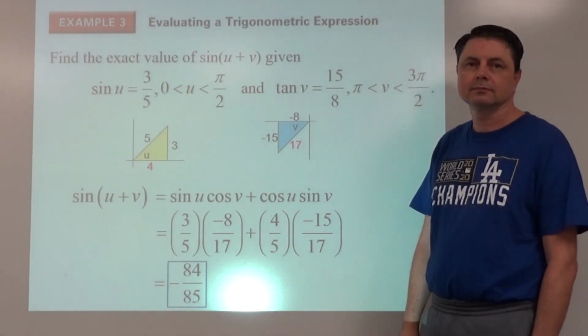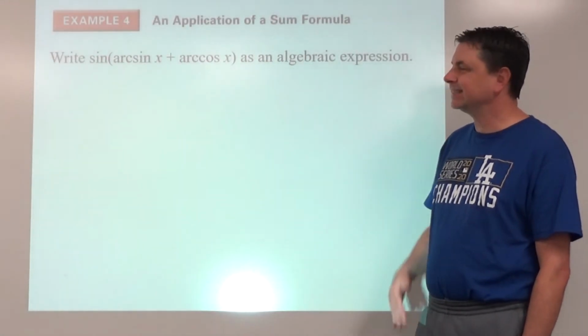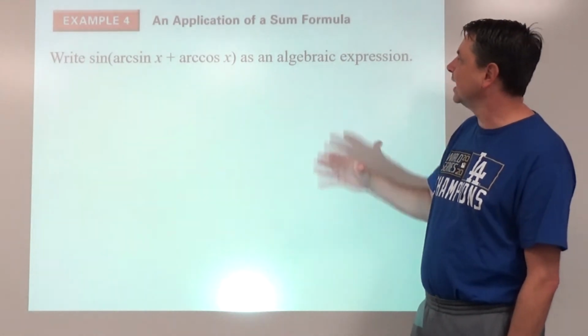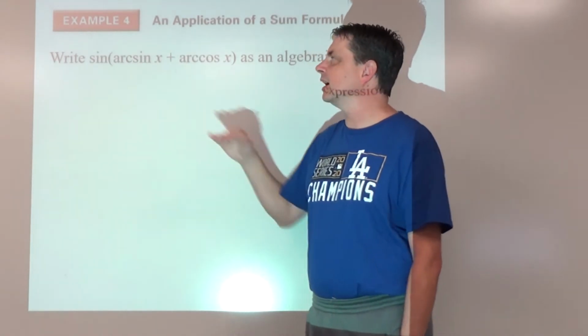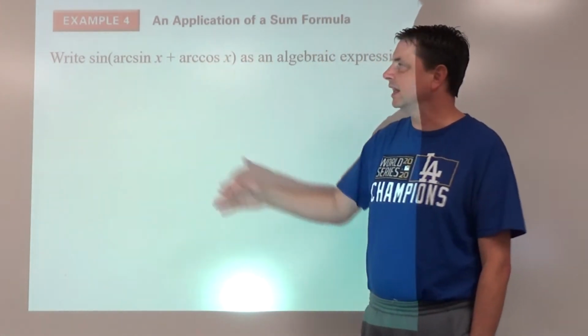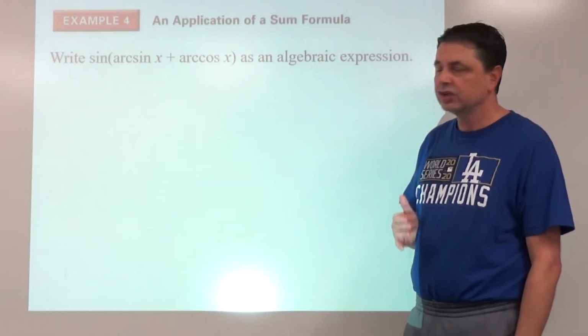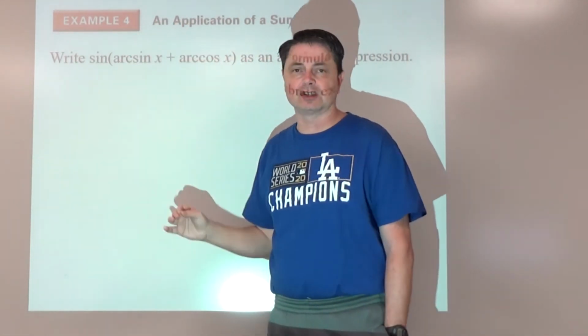Example number 4. More of a calculus kind of idea here. Write this as an algebraic expression. Remember, arc sine x, we're talking about finding an angle. Arc cosine x, we're talking about finding an angle. And it's unfamiliar, so we're going to go sketches. Here's our u, here's our v. We're going to write sketches for these.